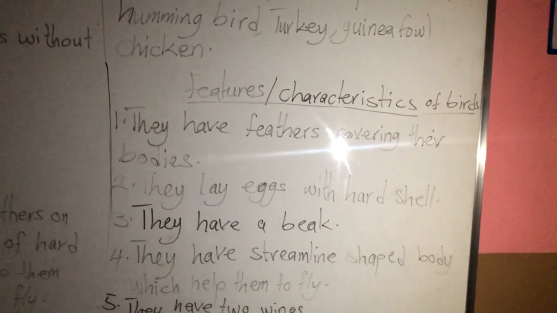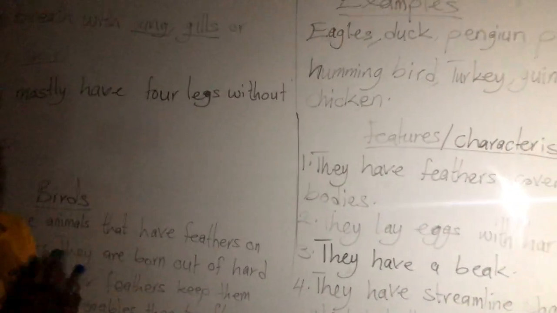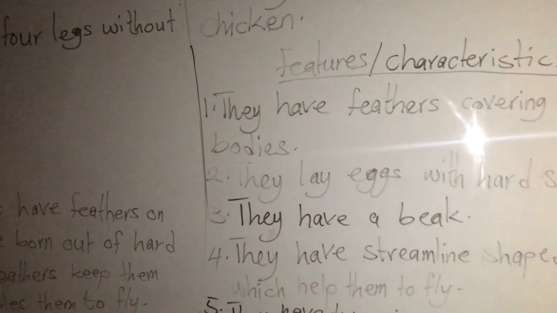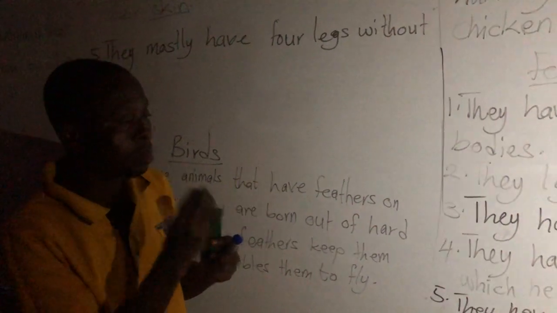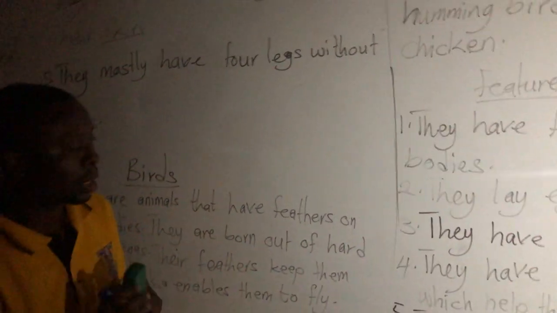Okay. Then they have a beak, their mouth. The mouth that they use for eating, for feeding, is called a beak. That is, they always have one beak. Birds have a beak.